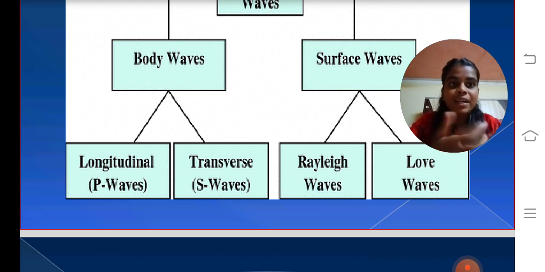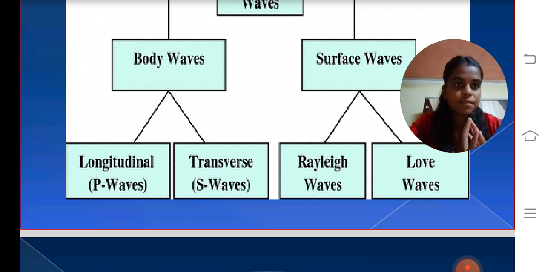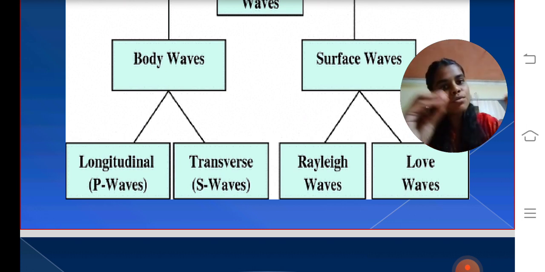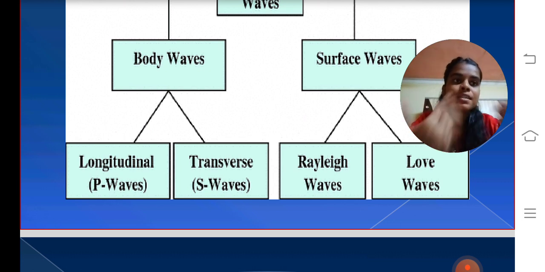Next is the surface waves. Surface waves are broadly classified into two, that is Rayleigh waves and Love waves. Rayleigh waves are similar to the longitudinal wave, but the only difference is that these are surface waves and their effects, or we can say their amplitude, decrease as we go in depth from the earth's surface. And Love waves are similar to transverse waves, with the same difference that their amplitude decreases as the depth from the earth's surface increases.